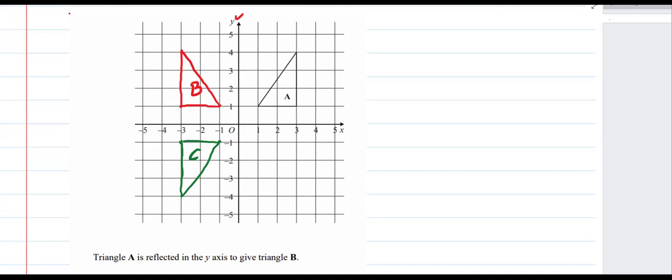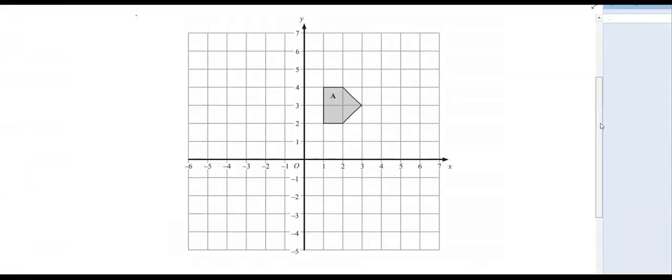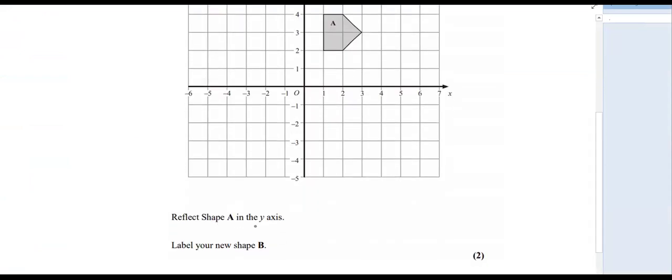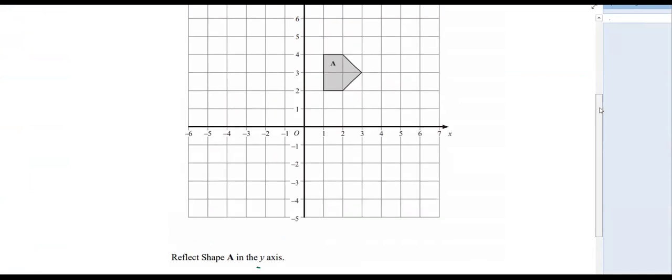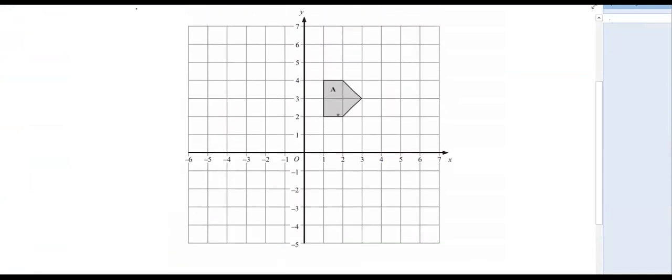Sometimes if the shape is a little bit complicated, don't worry, do it for every vertex like that. Just like I will do with this shape here. For example, have a look here. Reflect the shape A in the y-axis. I mean, the y-axis is your mirror line now. This is the shape A. So let's reflect it. It has these vertices, okay? So reflect every single vertex here.